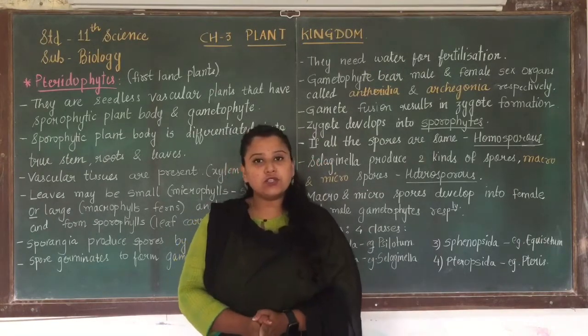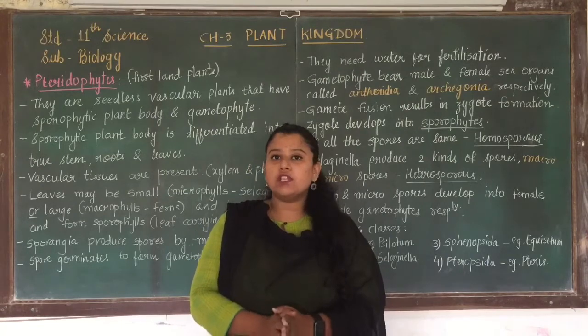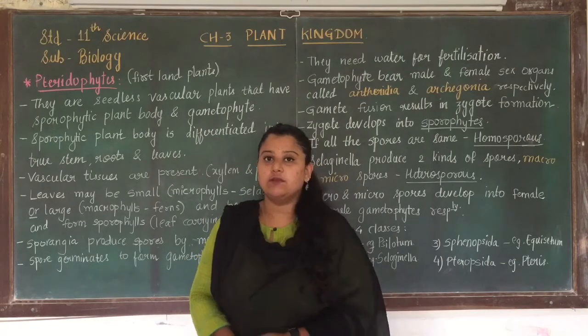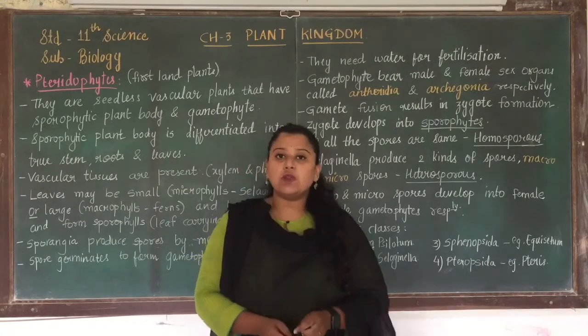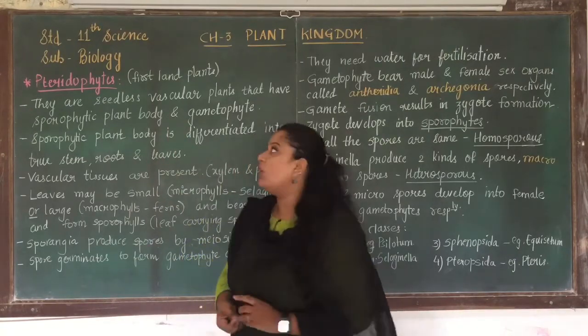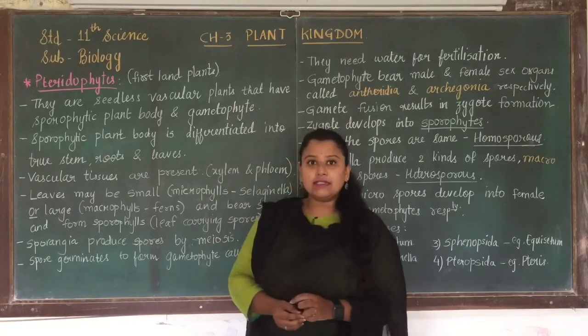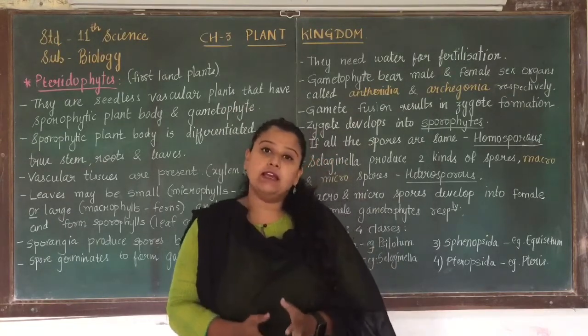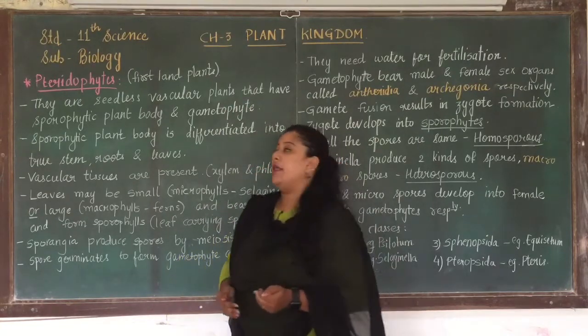11th Science Biology and the third part of chapter number 3, that is Plant Kingdom. Today we are going to start with a new class, that is Pteridophytes, right? Pteridophytes are also known as first-land plants. That means they were said to be the plants which firstly came on the land.